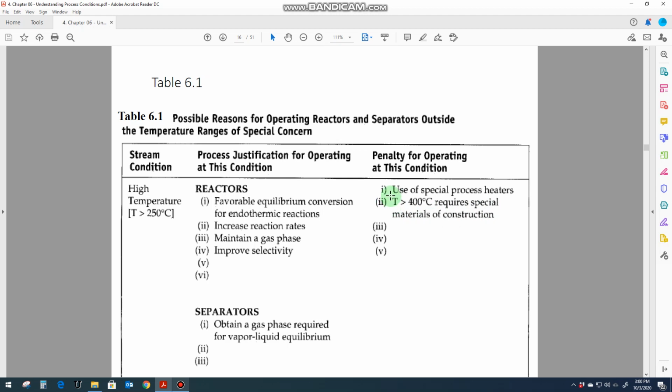So we have solved some examples, and we see how the material strength is highly affected by the increase in temperature. Okay, so we have to consider some special materials of construction if we are operating our process above 400 degrees centigrade. Now, in terms of separators, a gas phase is obtained as required for vapor liquid equilibrium. So if you want to have a gas phase in the separation, then we can go beyond 250 degrees centigrade.